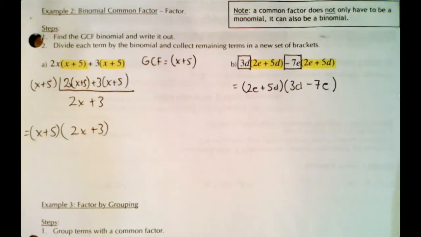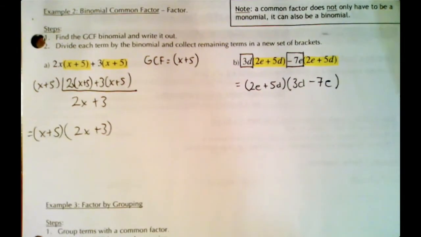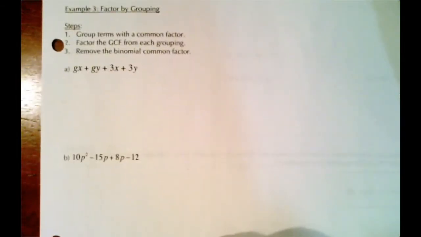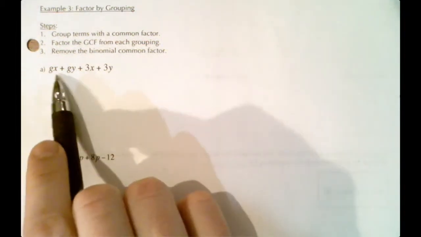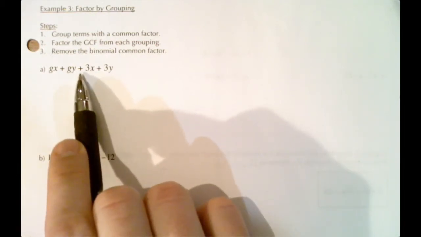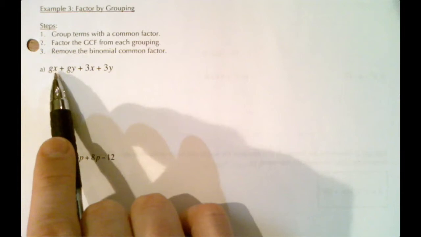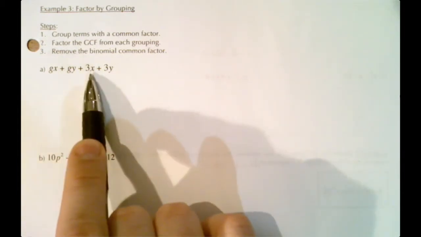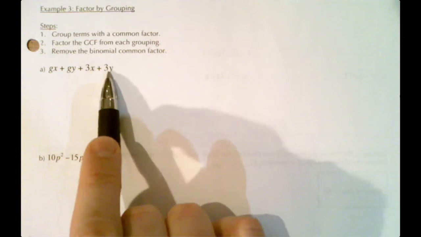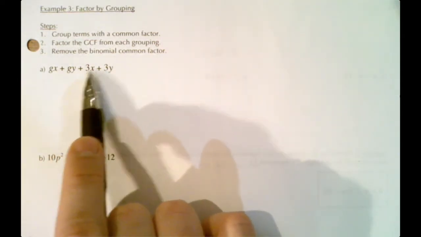All right. So sometimes when you're common factoring, there's nothing common to every term. And in this situation, we can do something called factor by grouping. So let's take a look. We've got gx plus gy plus 3x plus 3y. If we look, g is only common to the first two terms. x is only common to this term and this term. y is only common to this term and this term, and the number 3 is only common to this term and this term. There is nothing that's common to all four terms.